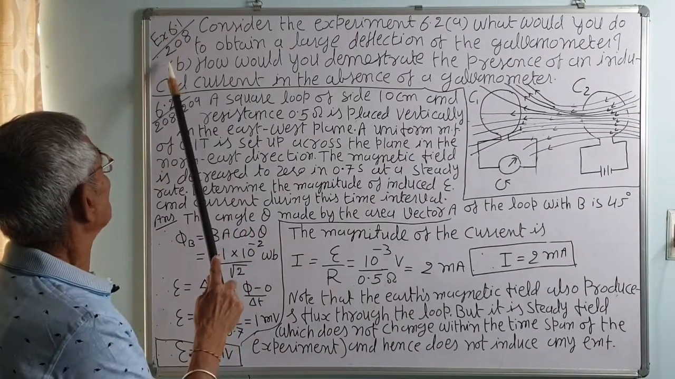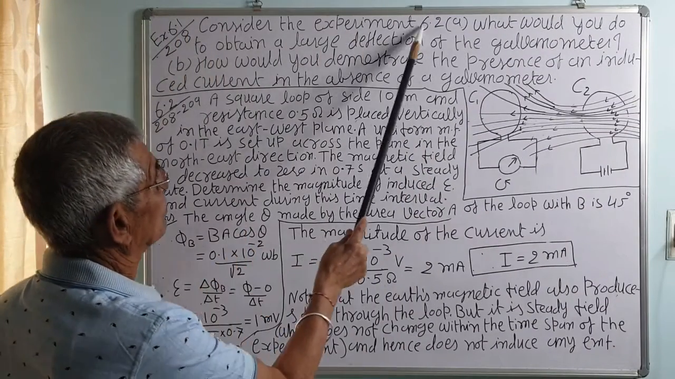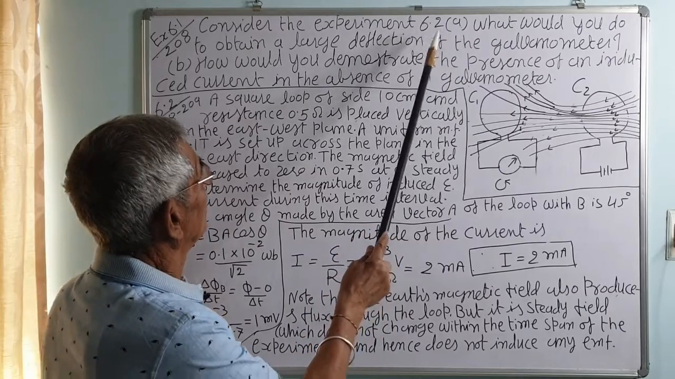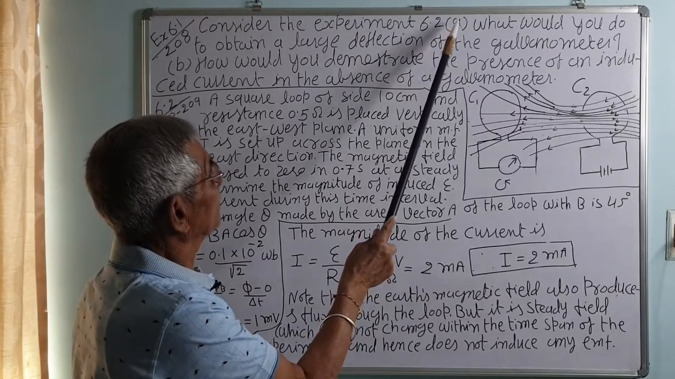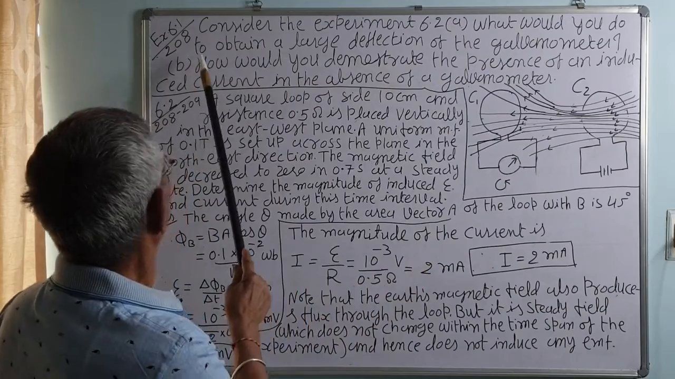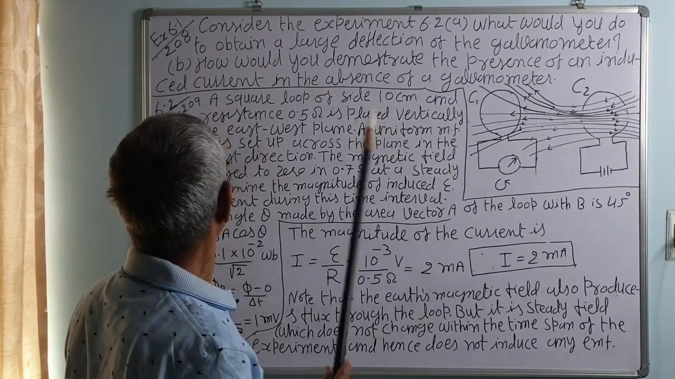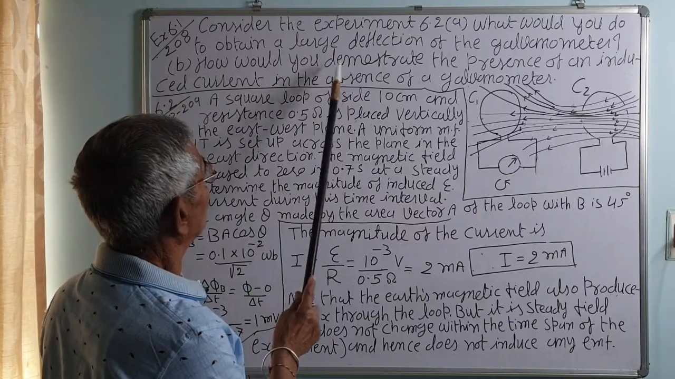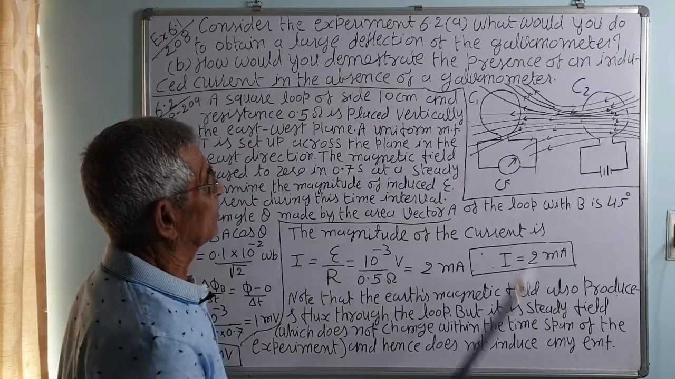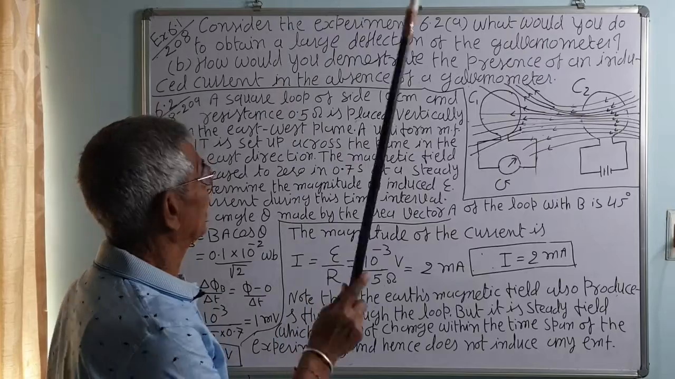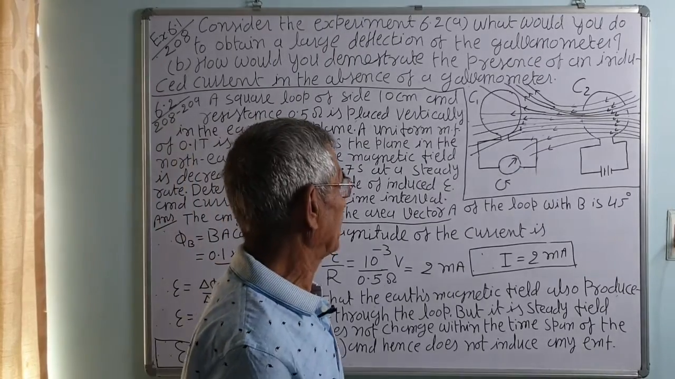Example 6.1 on page number 208. Consider the experiment 6.2. First, what would you do to obtain a large deflection of the galvanometer? Second, how would you demonstrate the presence of an induced current in the absence of a galvanometer?